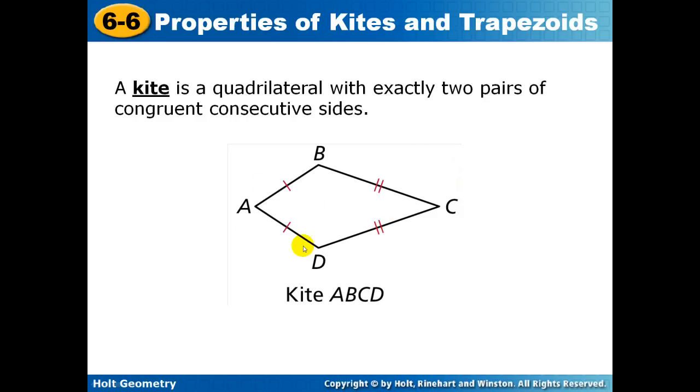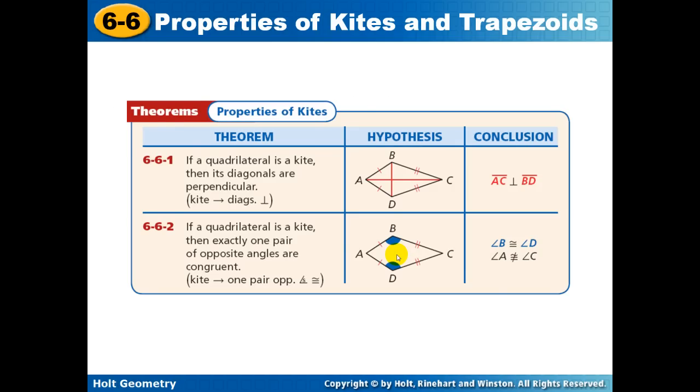So you can see AB and AD are congruent, which gives me one pair, and BC and DC are congruent, which gives me a second pair. But we can't have AB and BC congruent. That doesn't work. It's no longer a kite. Then it becomes a rhombus instead. So we have to maintain two separate sets of sides that are congruent. So that's a kite.